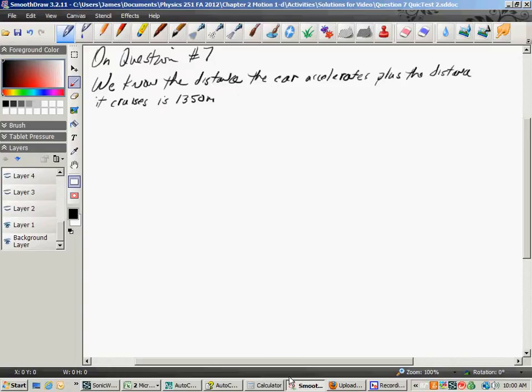Okay, on question 7. We know the distance the car accelerates plus the distance it cruises is 1,350 meters. What is the distance it accelerates in delta x1, the distance through which it accelerates, and delta t1, the time through which it accelerates? How would we write that? Pause the video and write it down.